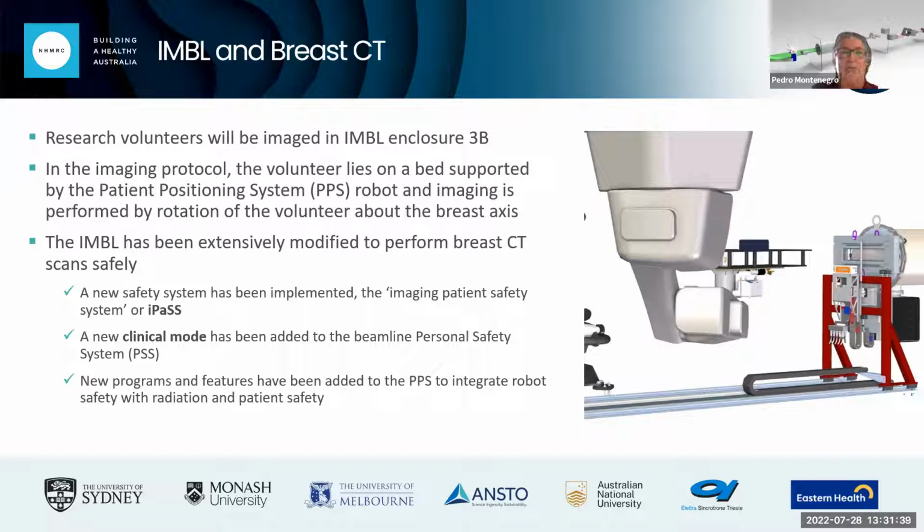The robot that we use is known as the Patient Positioning System, PPS. This is a $1.5 million device which came fully certified, developed by a company in Germany who uses KUKA robots, and are the only company that are licensed to move humans with such robots at the moment. So we had to modify the IMBL extensively in order to add a lot of safety cover. In my next slide, behind this, we had to develop a safety system, which is called the Imaging Patient Safety System.